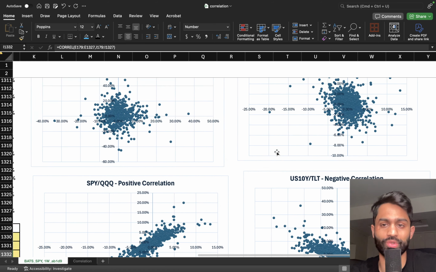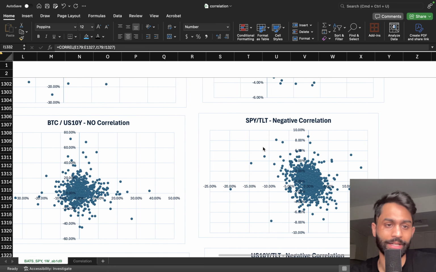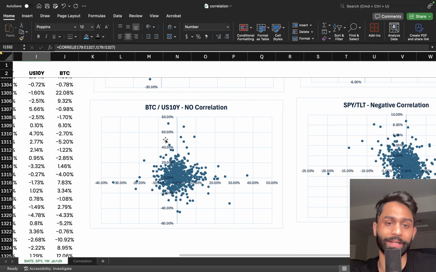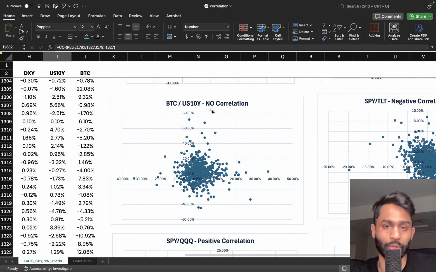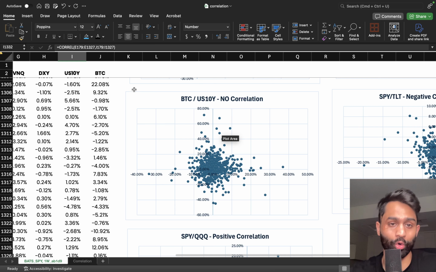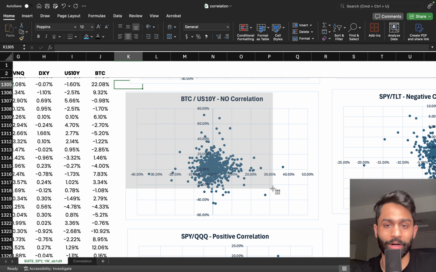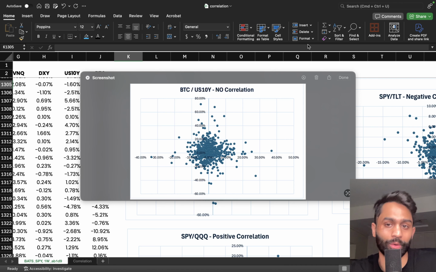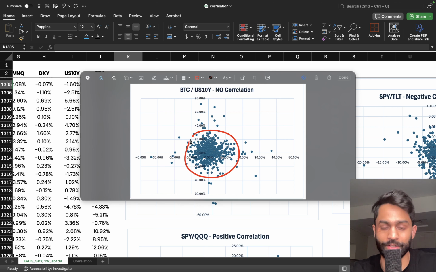Now, if you come over to some other pairs, the one that we were talking about earlier was Bitcoin with US 10-year treasuries. Absolutely no correlation at all. And if there's no correlation, you're not going to find outcomes in any of the quadrants. Everything's going to be kind of scattered in the middle, right? That's what we are seeing for this particular pair, is that most things are scattered here in the middle.